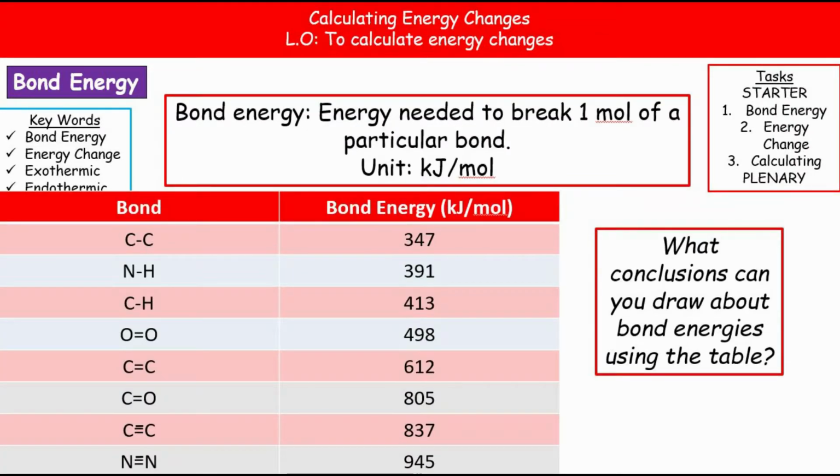First thing we need to know then is what we're talking about when we see this phrase bond energy. Quite simply, the bond energy is the energy needed to break 1 mole of a particular bond, and it has the units of kilojoules per mole. What I've given you in the table on the bottom left of your screen are a range of common bond energies. We can see the bond in the left hand column and then the bond energy, the amount of energy we need to break 1 mole of that bond, on the right hand side.